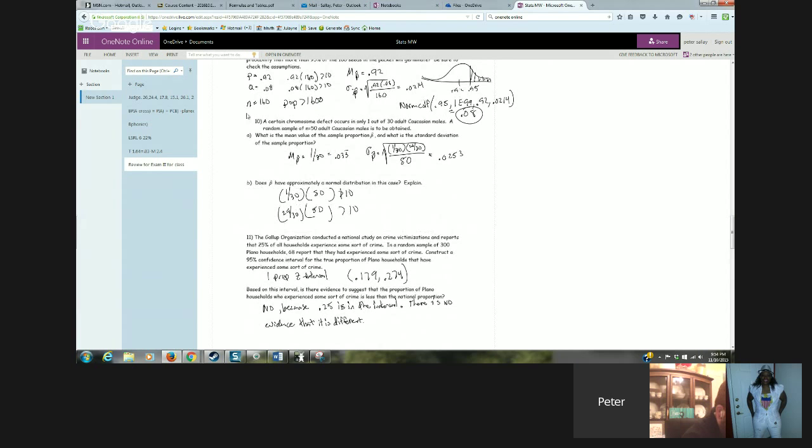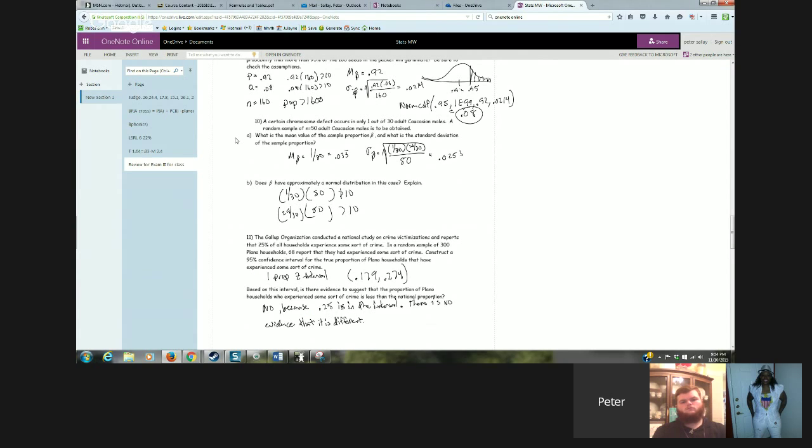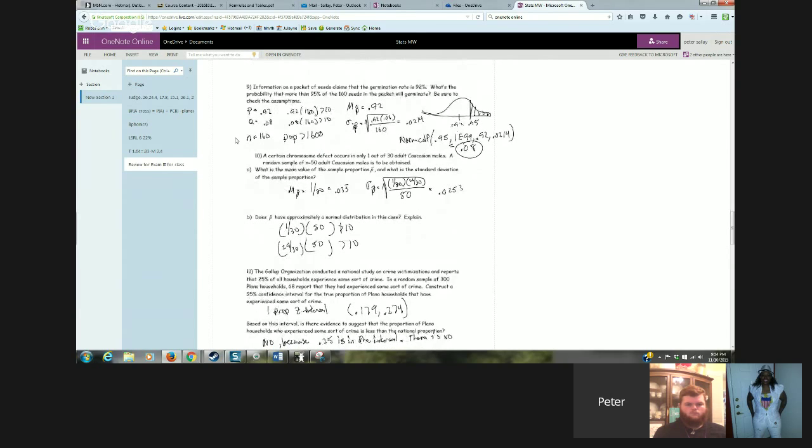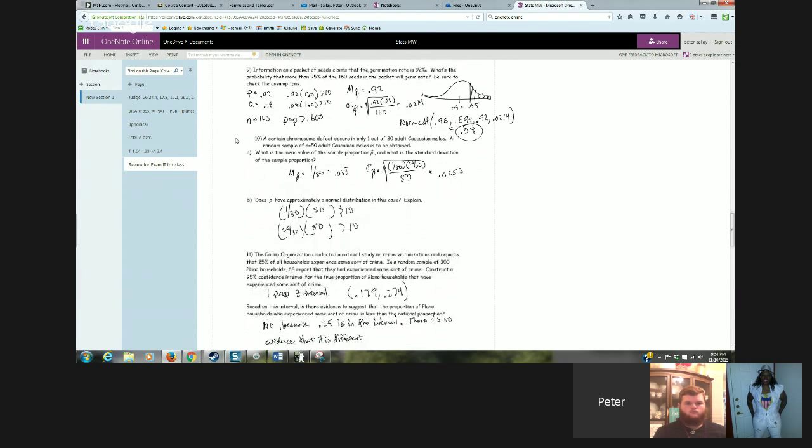Proportions. So like number 10 and number 11 would both be proportional data. And I think number 9 is also proportional. So 9, 10, 11 are all proportional. So if I ask you anything about 9, 10, and 11, how do you know it's normal, then you would want to do the np, nq and show that it's bigger than 10.